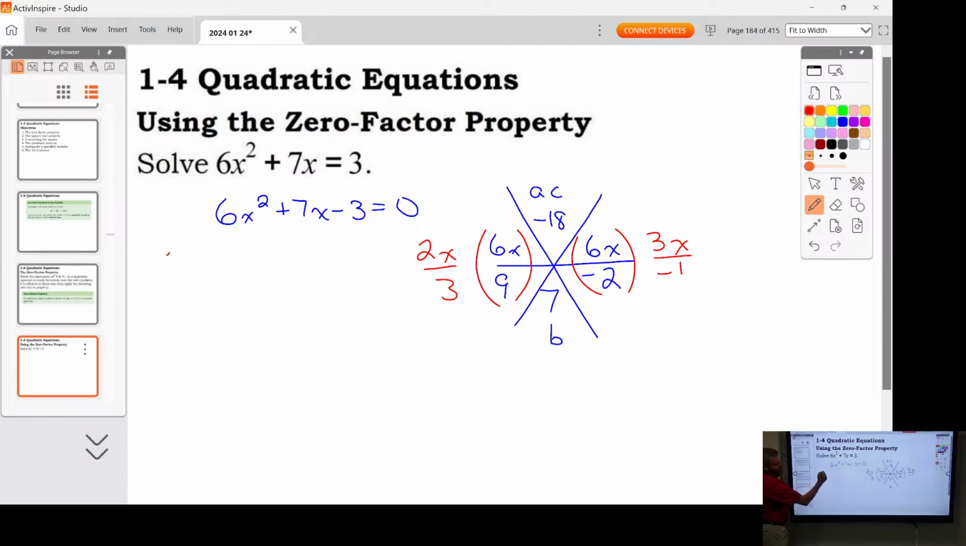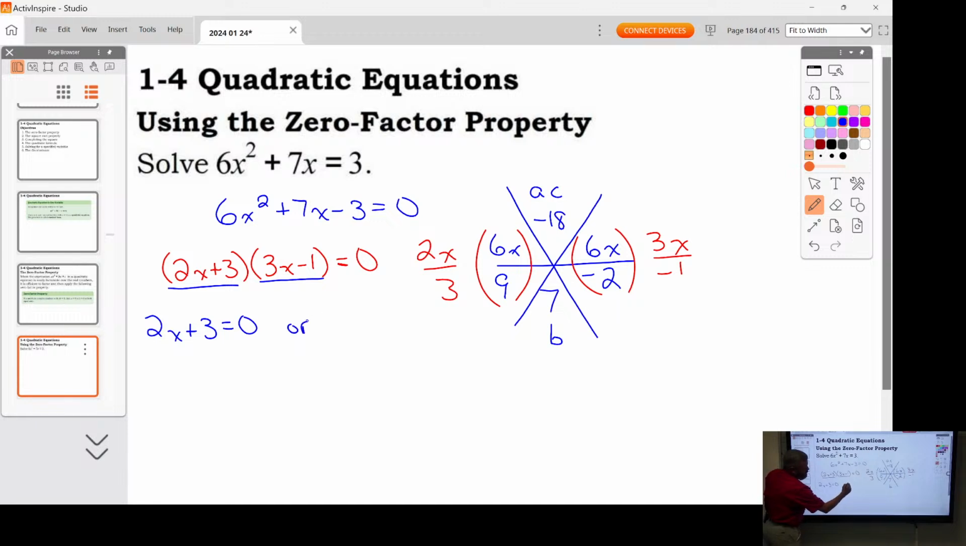So this factors into 2x plus 3 times 3x minus 1 equals 0. The light just came on? Okay. I have two factors, right? I have two things, two factors multiplied together to get 0. The only way that's possible is if 2x plus 3 equals 0 or 3x minus 1 equals 0.